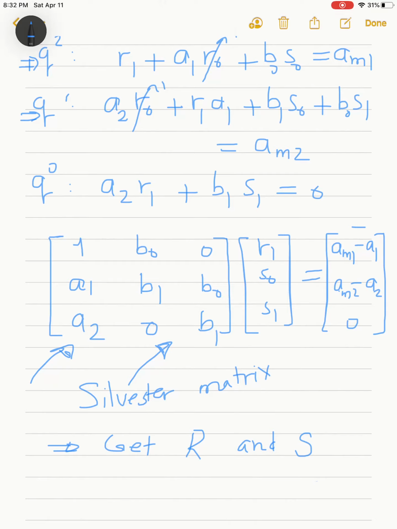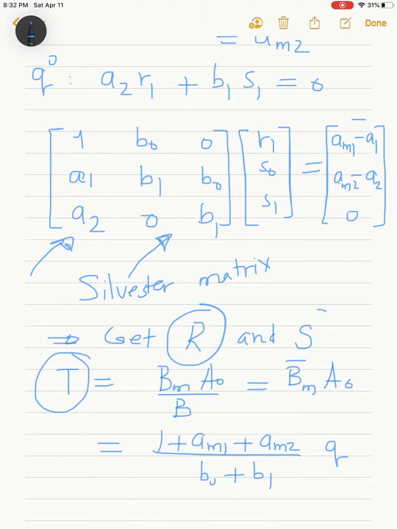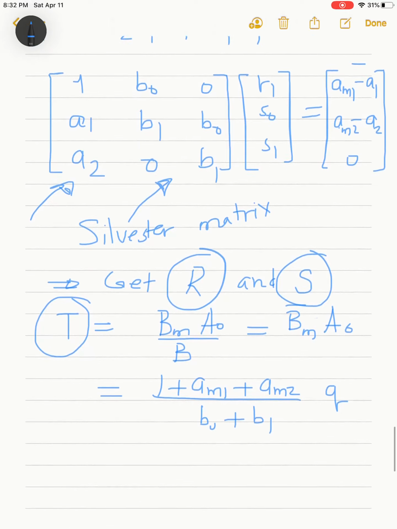Now we can write an expression for the polynomial T as Bm A node divided by B, as we agreed that B is a factor in Bm, so that will lead to Bm bar times A node, so that will be equal to 1 plus AM1 plus AM2 divided by B node plus B1 times Q. So once we find the polynomials T, R, and S, we can actually implement the control law.